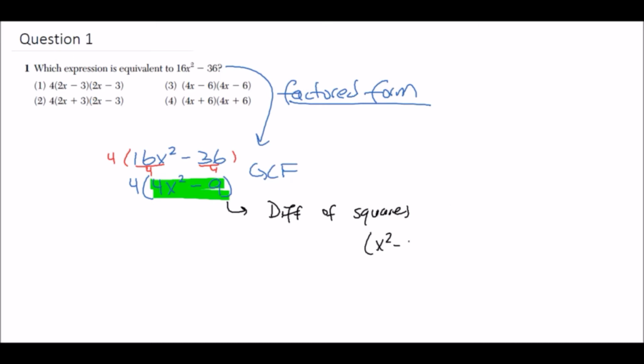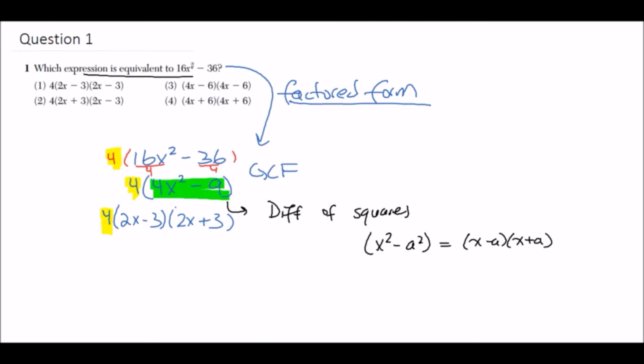And the property for that is if we have x squared minus a squared, we can factor that into x minus a times x plus a. So in this case, we take the square root of 4x squared, which would be 2x, and the square root of 9, which is 3. And there we have it. Now, don't forget the 4 at the beginning of this. That's still part of the factored form from the original one, so that is part of our answer.